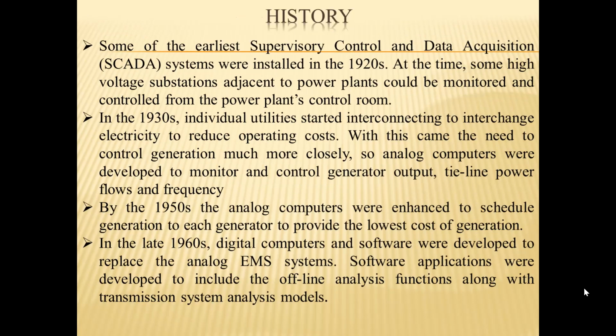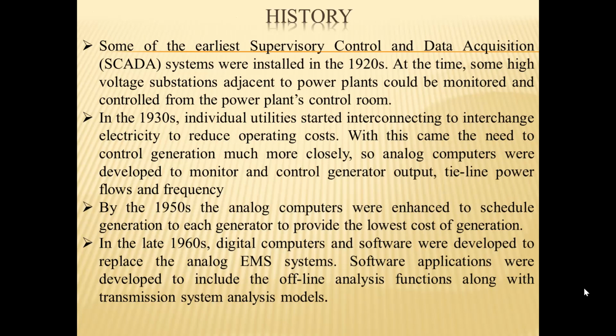Coming to the next part, history. Some of the old SCADA systems were installed in the 1920s. At that time, some high voltage substations adjacent to a power plant could be monitored and controlled from the power plant's control room. After that, in the 1930s, individual utilities started interconnecting to interchange electricity to reduce operating costs.